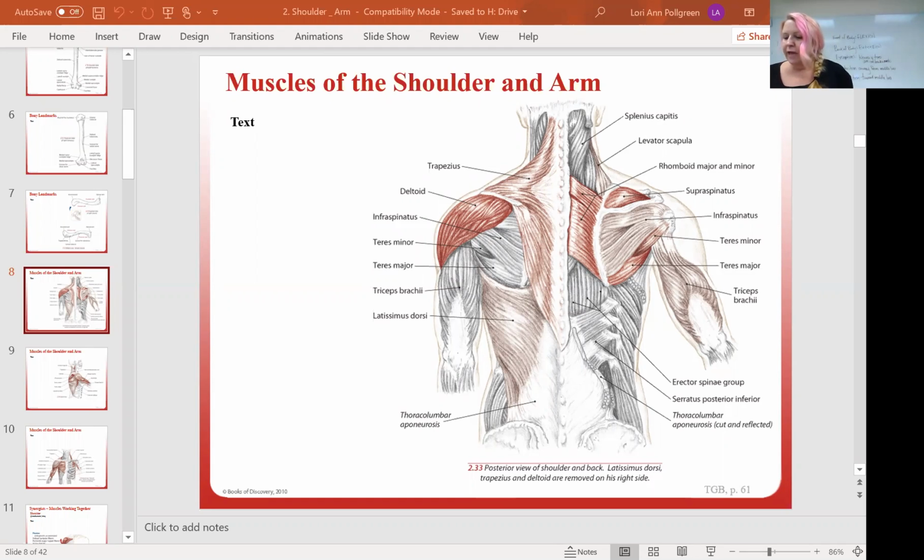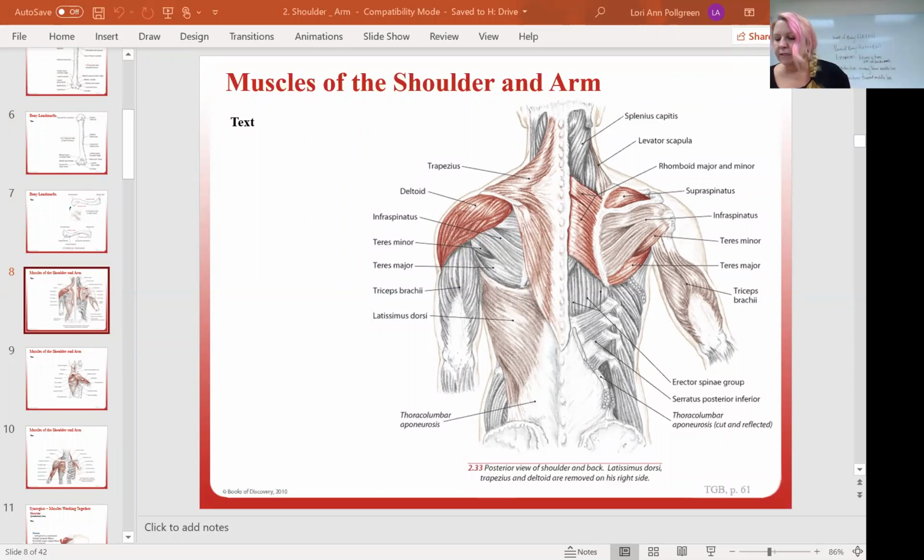And number 10, we have triceps. 11, we're coming into the erector spinae group, and you'll learn more about those when you get into face, torso, spine. And then we have our serratus, and I like to remember the serratus because that edge looks kind of like a serrated knife, that zigzag edge, and that is serratus posterior inferior.